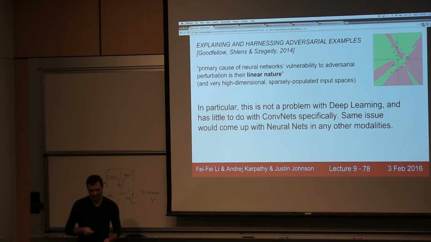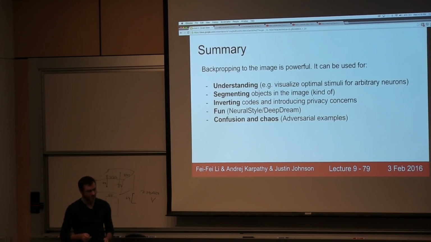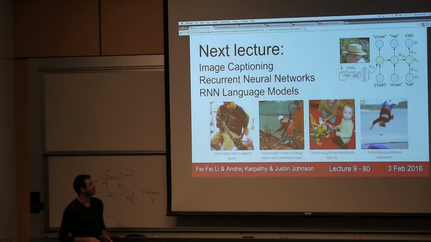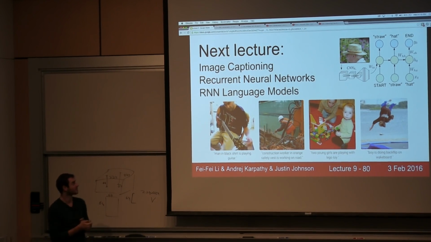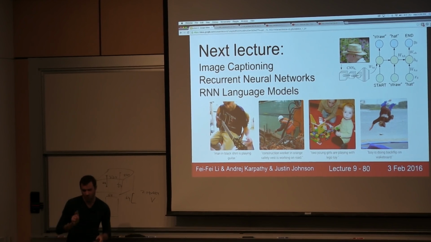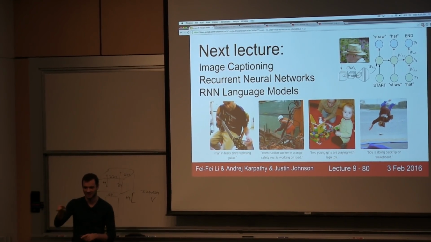Yeah. Anyway, since it's 4:19, I'd just like to summarize that backpropping to the image is a very powerful technique, and we saw many ways that this can be used: for understanding, for segmenting, for inverting, for fun, and for confusion and chaos, definitely as well. Next lecture, we're going to go into recurrent neural networks, recurrent neural network language models, and image captioning and stuff like that, so that should be fun. It is 4:20, so I'll end the lecture here, but you can come.